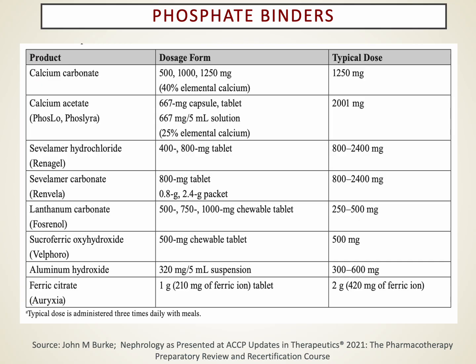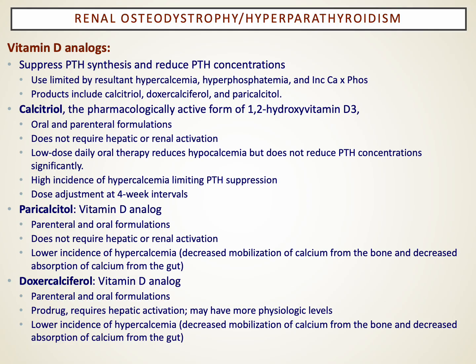So here's a table that includes some of the phosphate binders with some of the typical dosage and dosage forms that are used, and each of these are doses that are used with each meal. We also will look at vitamin D analogs. There are a number of them. They're listed here. They'll suppress parathyroid hormone synthesis and reduce parathyroid concentration, so they're routinely used.